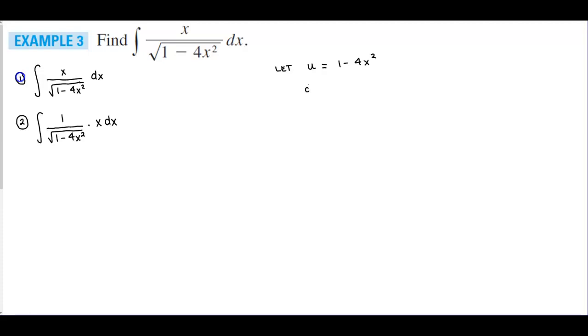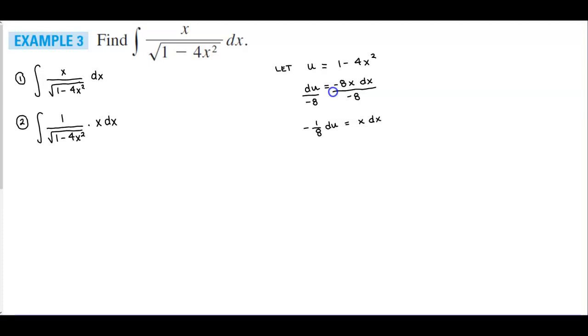So now let's take the derivative. So du is going to equal, this is going to be 8x dx. And actually that's going to be negative 8x dx. Okay, so again over here in step 2 we want to solve for x dx. So in order to solve for x dx over here, we need to divide both sides by negative 8. So if we divide both sides by negative 8, then we get negative 1/8 du, and that's going to equal x dx.